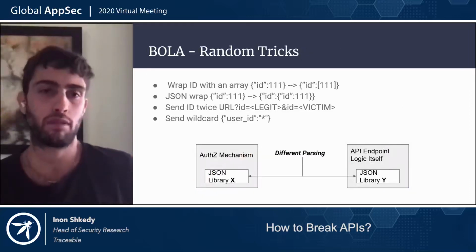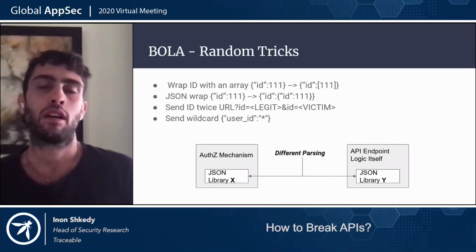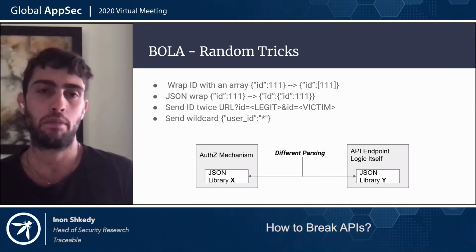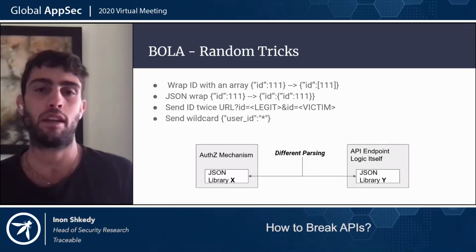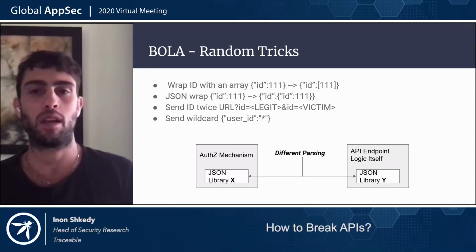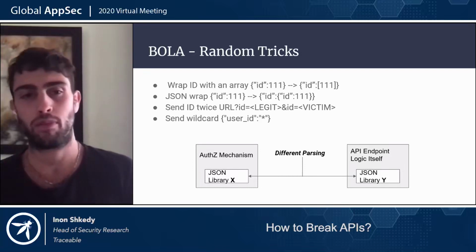Some random tricks to exploit BOLA. Sometimes you can see that companies have implemented authorization mechanisms, but it's still possible to bypass them. Some ways to do it is, first of all, you can try to wrap the ID with an array. Sometimes the input filtering or the authorization checks are done only for integers, but not for arrays that contain integers.